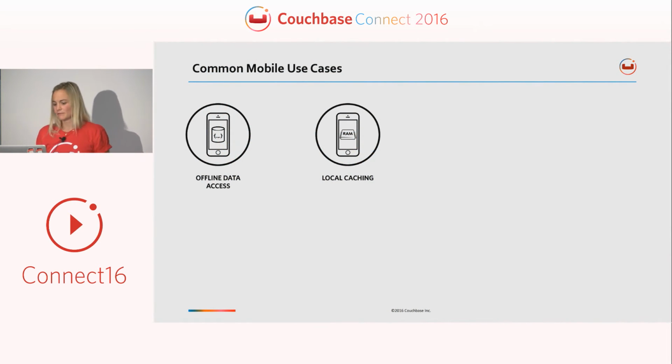Okay, so next we have local caching. So today's mobile apps require fast access to data. Storing and caching application data locally in your embedded device is a must because it eliminates the need for the app to constantly request data from the server.